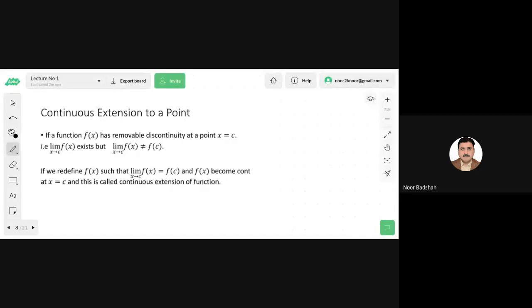Now we talk about continuous extension of a function. What do we mean by continuous extension? Continuous extension means if you redefine a function in such a way that it becomes continuous at a specific point.